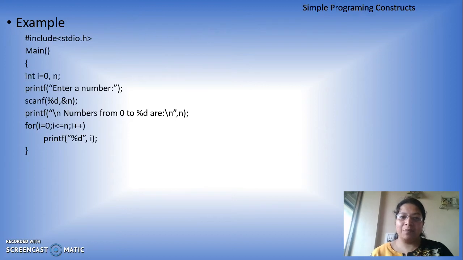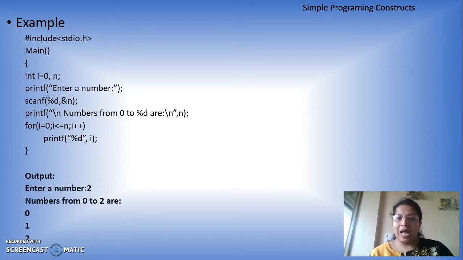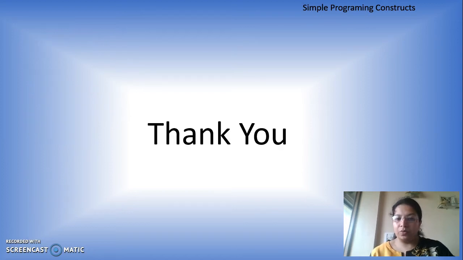This is an example for the for loop. This program will accept a number from the user and display the numbers within that range starting from 0. Enter a number. If the user enters 2 as an example, numbers from 0 to 2 are 0, 1 and 2.